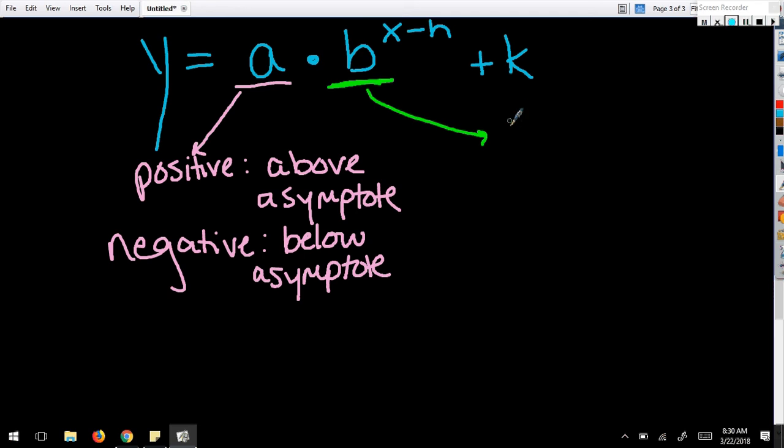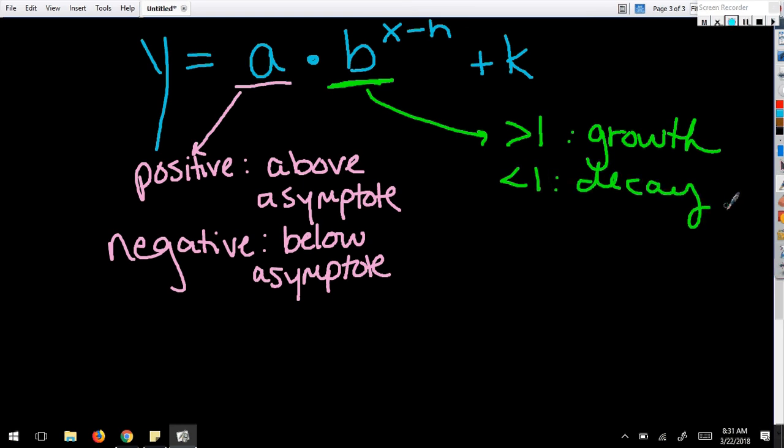B bigger than 1 tells us that it's growth. And less than 1, now remember, it can't be negative, so if I'm talking less than 1, then I'm talking a fraction. A fraction less than 1 tells me that it's decay. What are those signs? Greater than or less than. Greater than.